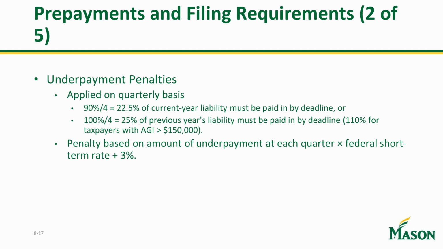So getting to underpayment penalties, this is kind of how much they are. Like 90 divided by 4, 22% of current liability must be paid by the deadline. Penalty is the amount of underpayment at each quarter at the federal short-term rate plus 3%. I think right now it's about 2%, so a total of 5%. And again, most of the time the tax software is going to keep up with that. You don't have to worry about it.